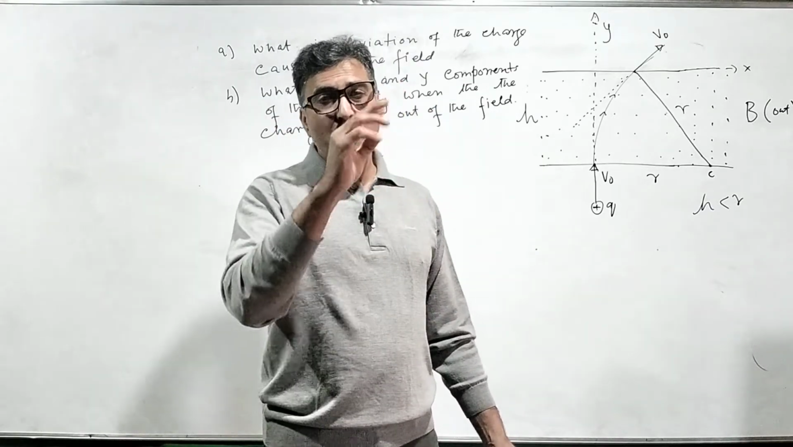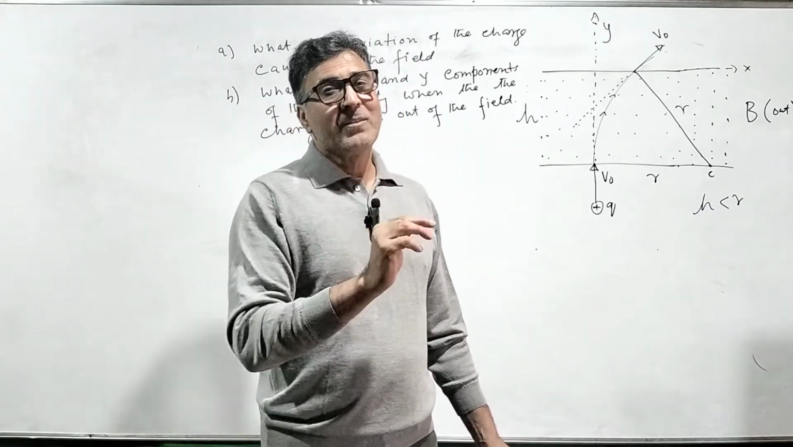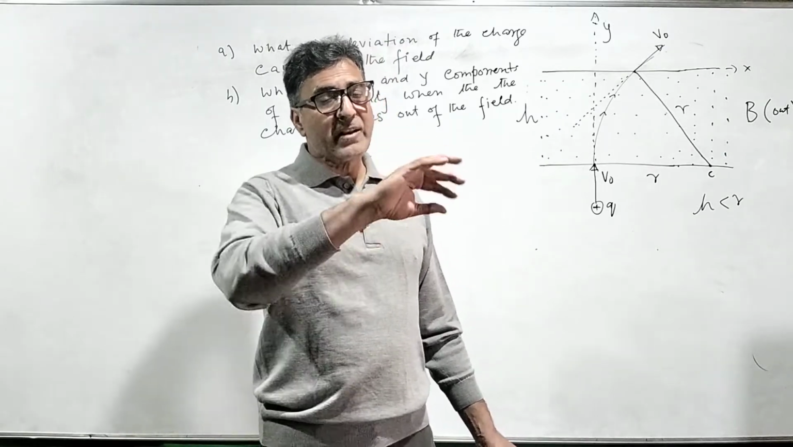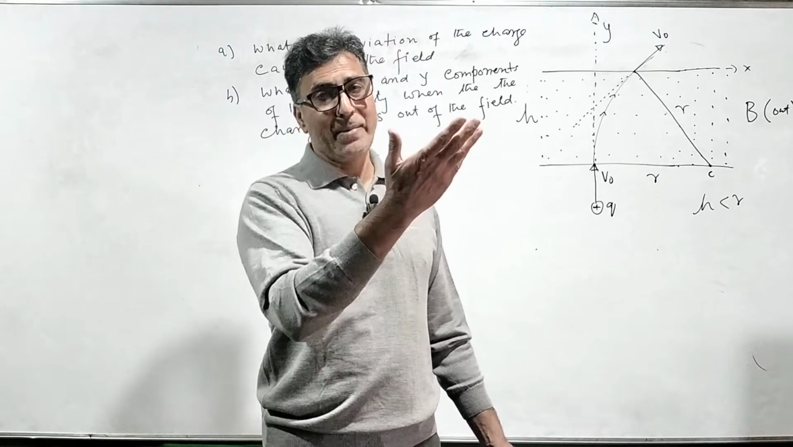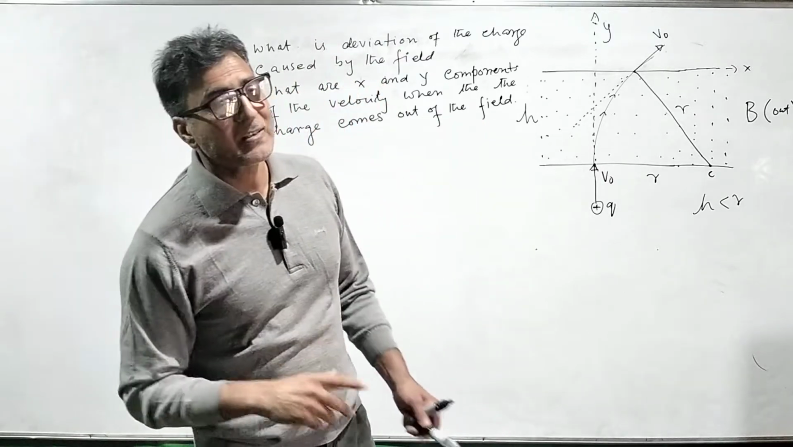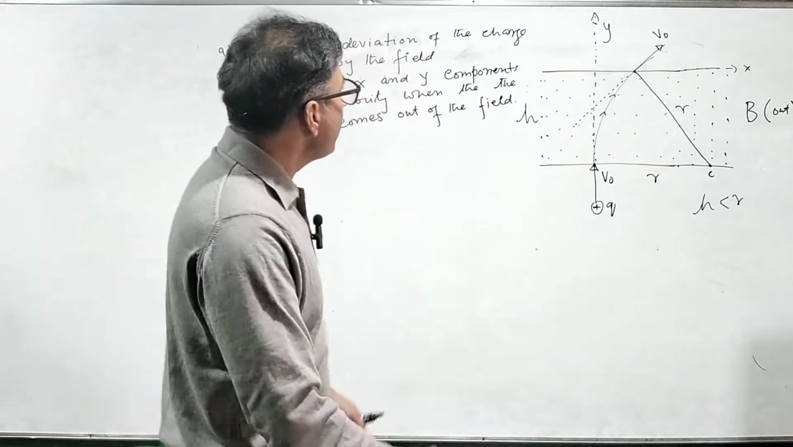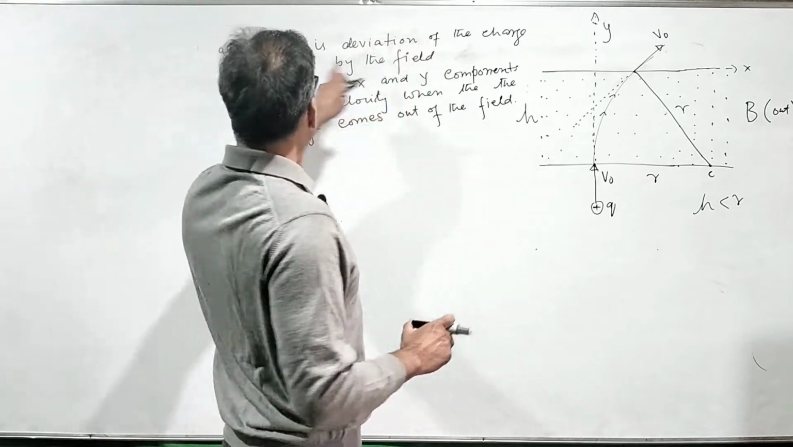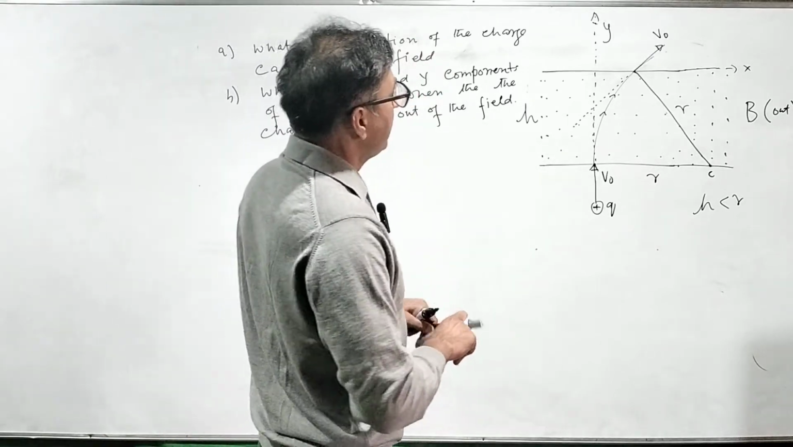The R is equal to momentum by qB. The radius of the circle, or radius of the part of the circle, or radius of the arc in which the charge moves in the magnetic field, is just mv by qB. We have already discussed that in the earlier problem. Okay. Now what is the question? The question is, what is the deviation of the charge caused by the magnetic field?